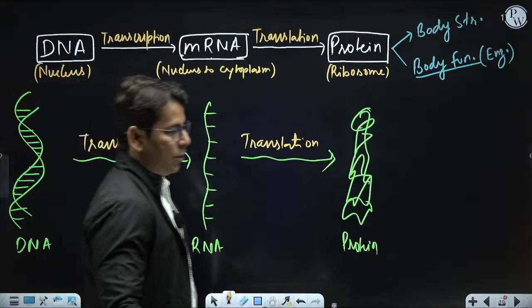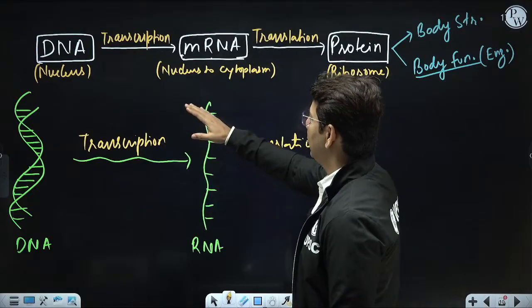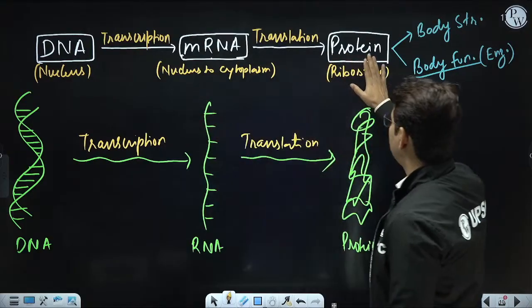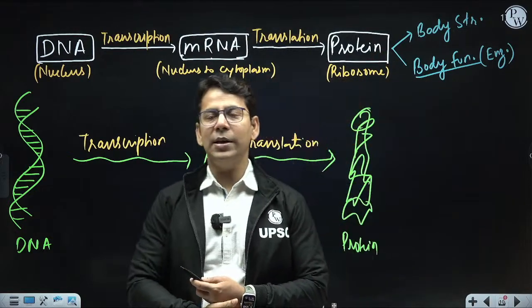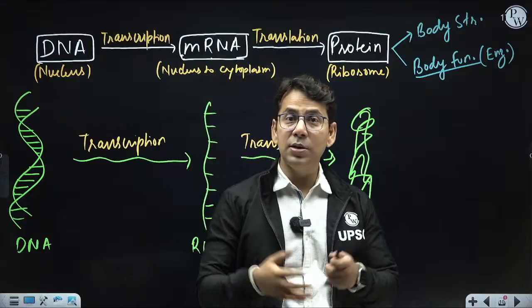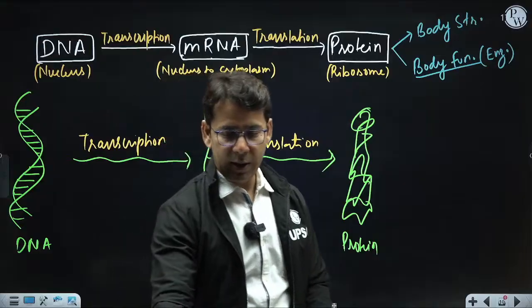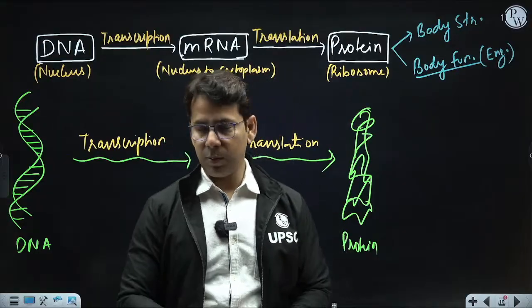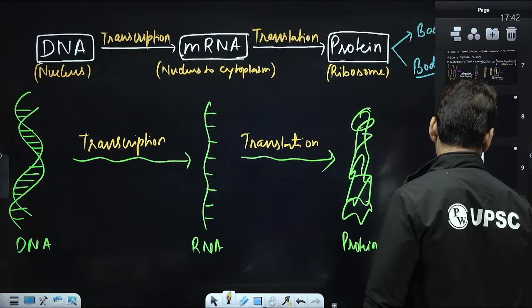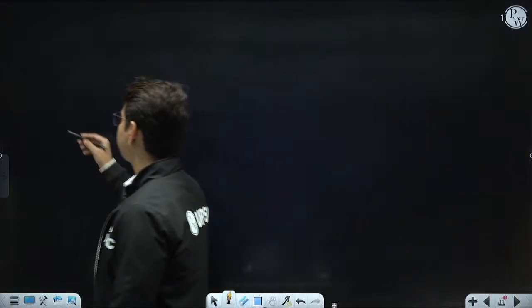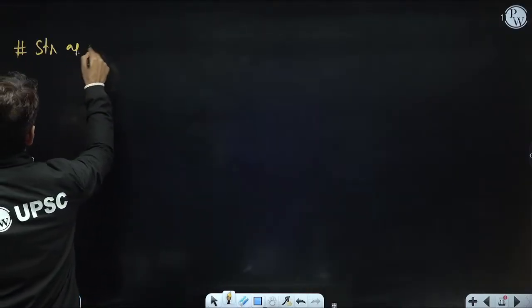So you understand, whatever is in the DNA, that information will determine which kind of protein we are making. Now, let's get into how this DNA is holding information. That we are going to talk about, right? So let's go with another thing, that is the structure of DNA.